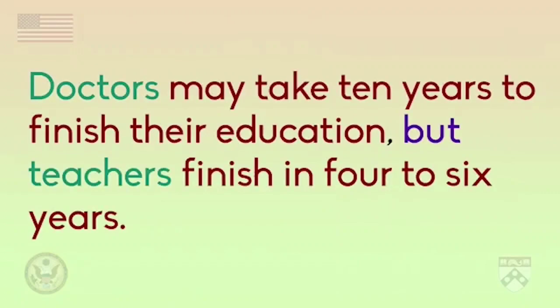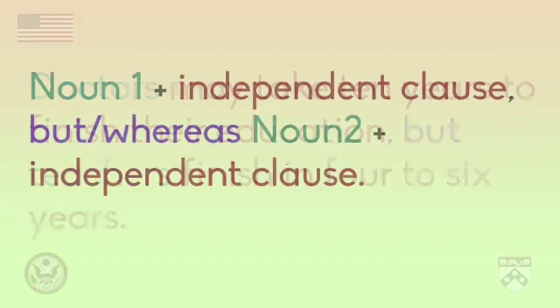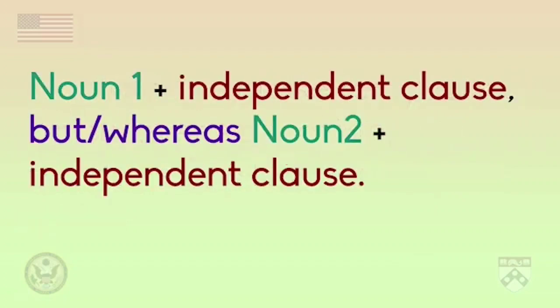Phrase number 3 is using but or whereas. Doctors may take 10 years to finish their education, but teachers finish in 4 to 6 years. In this sentence, each noun in green is part of an independent clause that explains how the two things are different. The word but or whereas goes in the middle of the sentence and shows that there is a difference.